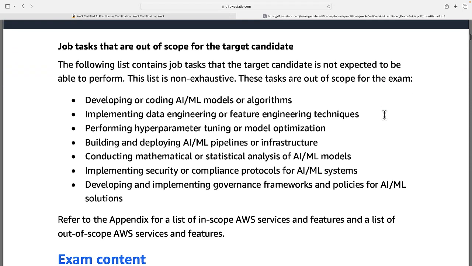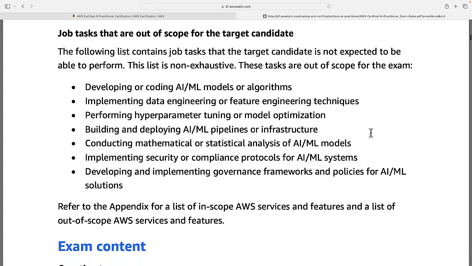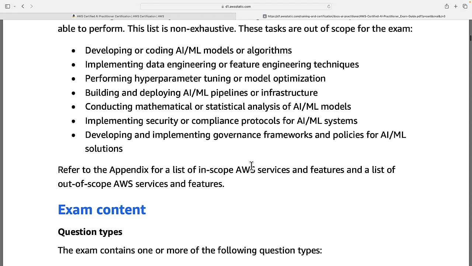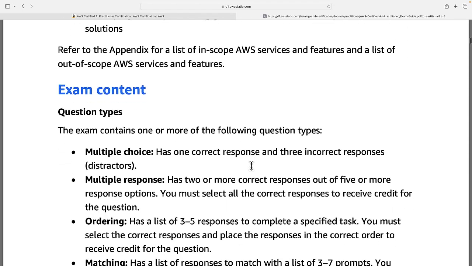Moving down a little bit, this is what's out of scope. So yes, you're not going to be developing or coding. You're not going to be implementing. So you're not going to be performing optimization. So a lot of the hands-on stuff here is being excluded from the exam.